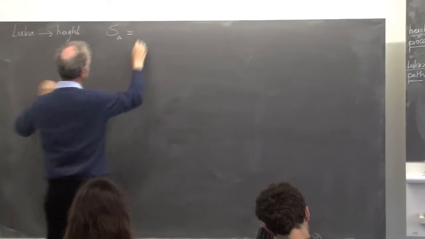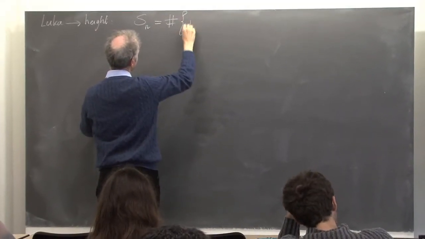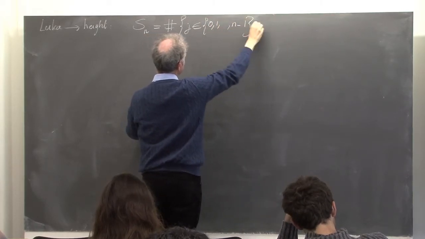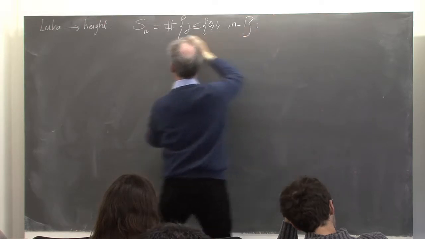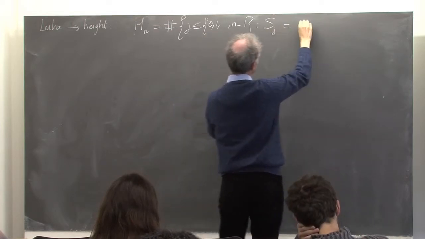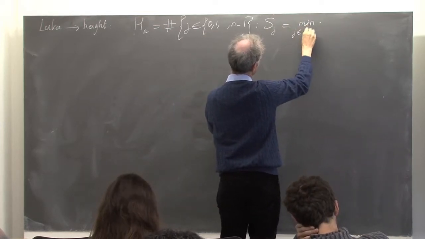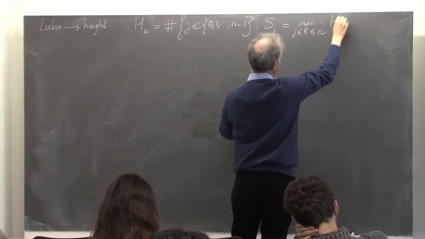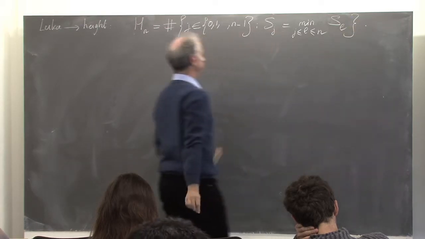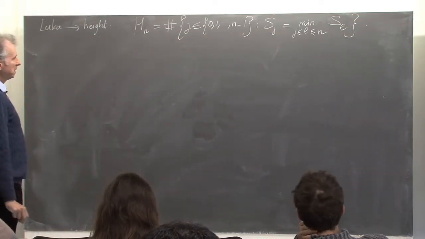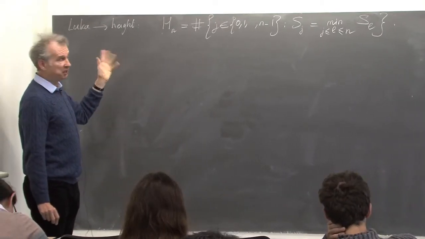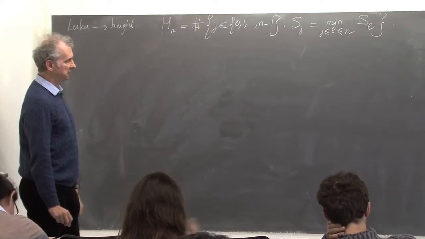It says that Hn can be recovered as the number of integers j between 0, 1, and n minus 1 which have the property that Sj is equal to the minimum for l between j and n of Sl. Okay, so this is a formula. In fact, I proved it last time when I was considering a single tree. But the extension to a sequence is very easy.